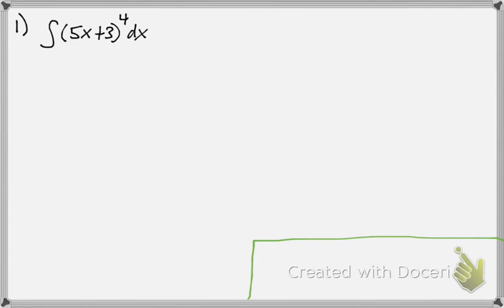So if we look at number 1, if I were to try and integrate that, if I don't use this new process of U substitution, the only other way to do it would be to distribute that, so like FOIL it 4 times, which we don't want to do. So my process is I want to let U equal what's in parentheses. So that's going to be the 5x plus 3.